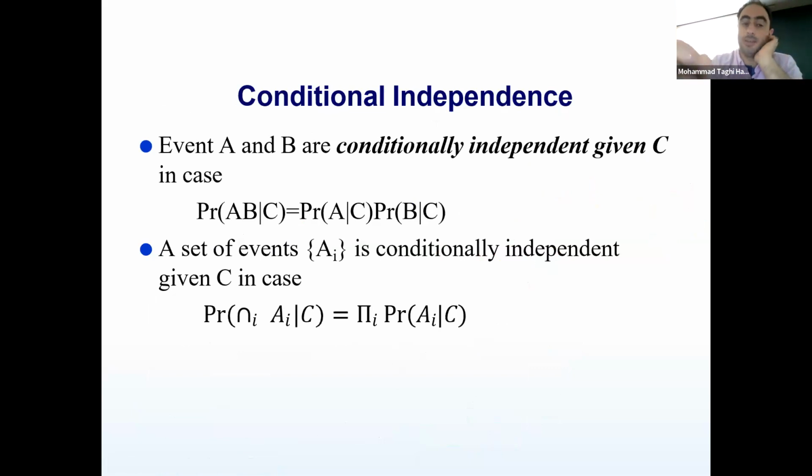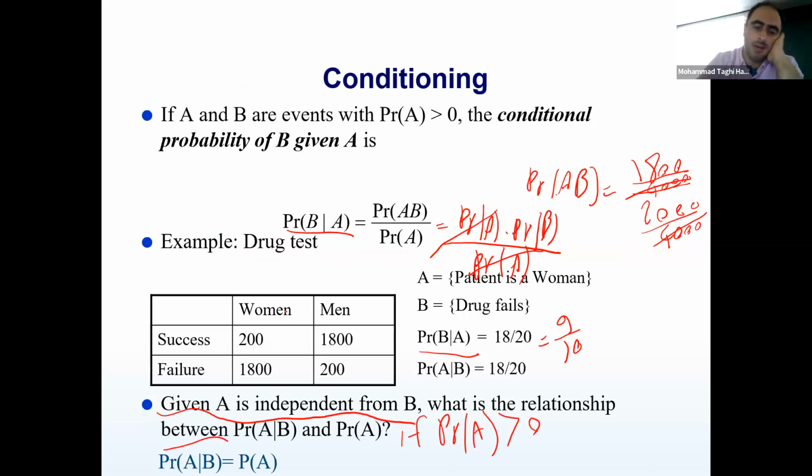This is conditional independence. We say events A and B are conditionally independent if probability of A intersection B, conditioned on C, is equal to probability of A conditioned on C times probability of B conditioned on C. And if there are more than 2 events, you can also have this one: the probability of the intersection of the Ai's conditioned on C is equal to the product of the probabilities of Ai conditioned on C.